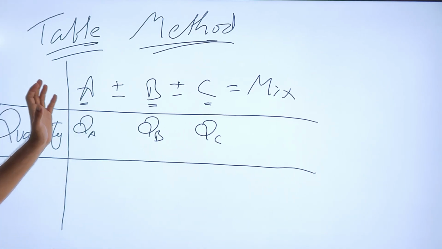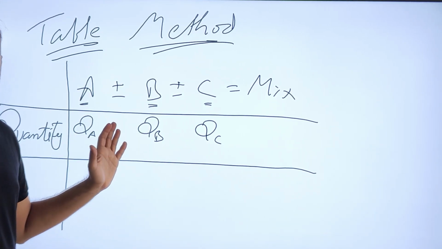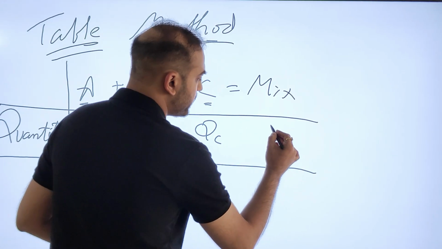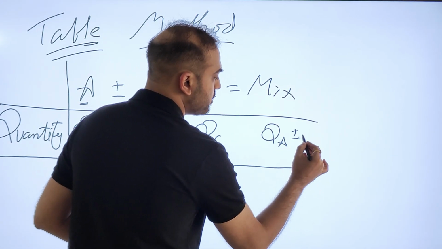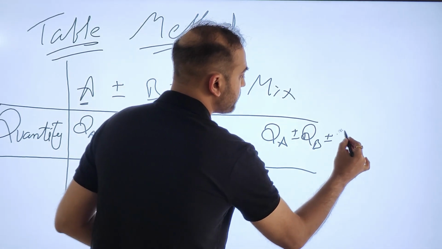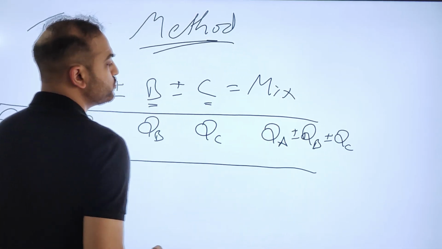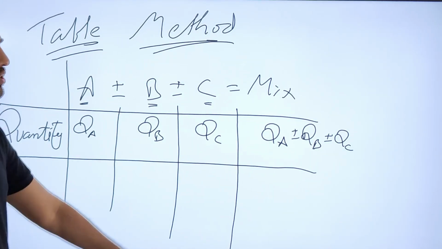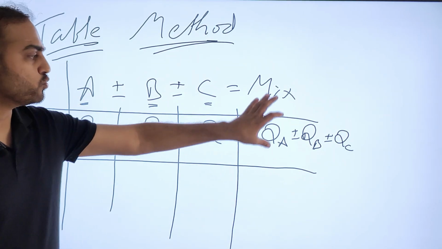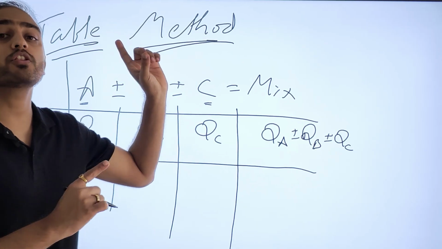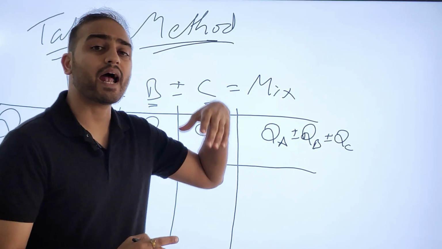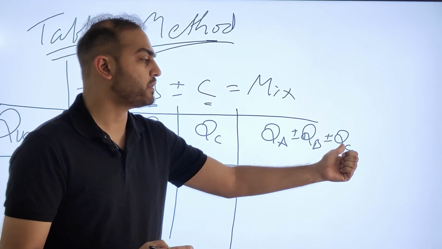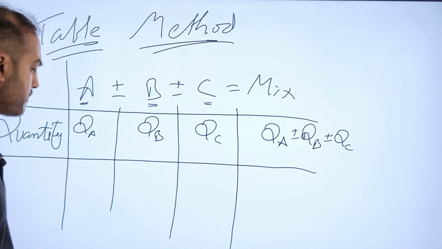What happens? The net quantity adds up. If there is a subtraction, it will subtract. So the quantity of the mixture is QA plus minus QB plus minus QC. This is A, this is B, this is C, this is the mixture. So net quantity is QA plus minus QB plus minus QC. Plus or minus will depend on the question, whether you are adding or subtracting.